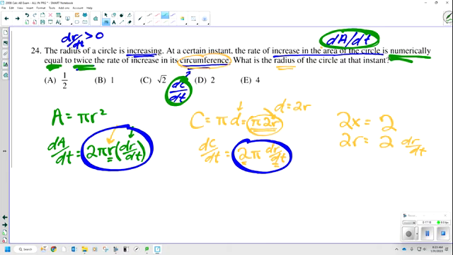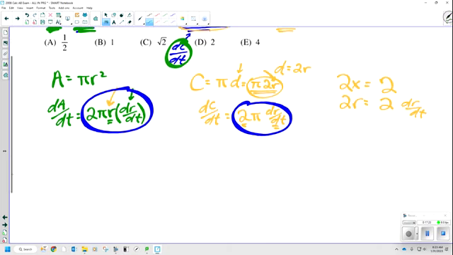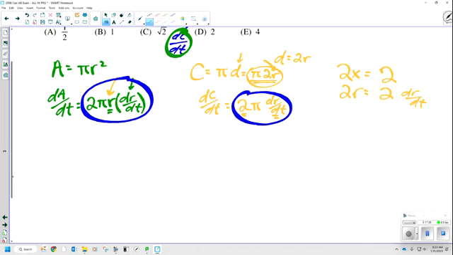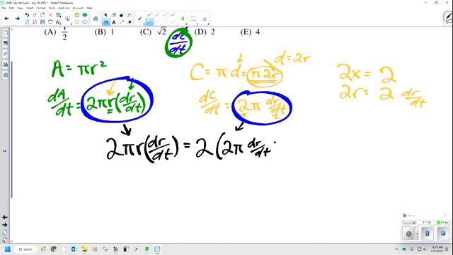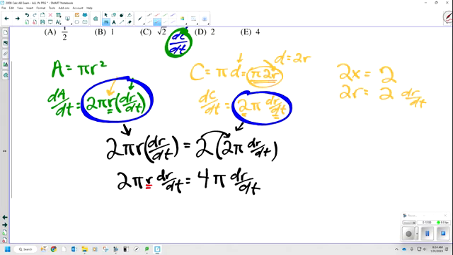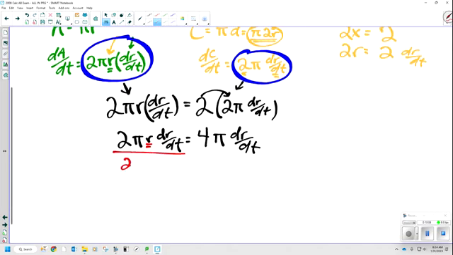So, all right, let's go black here. Two pi r dr dt. This is equal to twice dC, which is 2 pi dr dt. Let's just solve for r. All right? So 2 pi r dr dt equals, I'm going to multiply these, 4 pi dr dt. All right, well, look at this. This is great. If I got to solve for r, let me just divide the left side by 2 pi dr dt. What I do to the left side, I need to do to the right side.